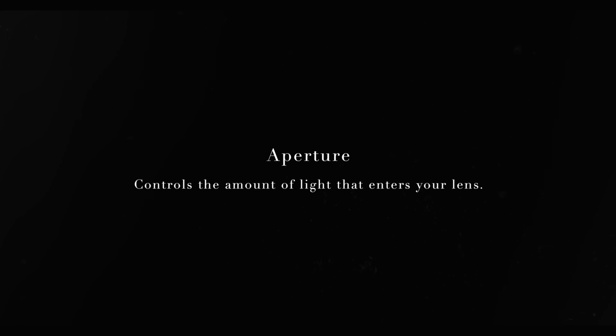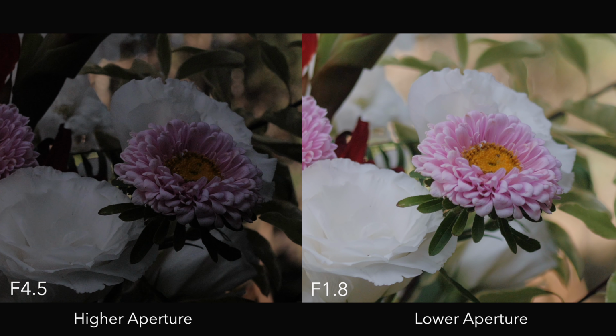The third and last component of exposure is aperture. I find this the most exciting out of all 3 components. Now what aperture does, it controls the amount of light that enters your lens. The higher your aperture is, the darker your image is going to be. What really gets me excited about aperture is that it affects your depth of field. And what depth of field basically is, it is the separation between your subject and your background.